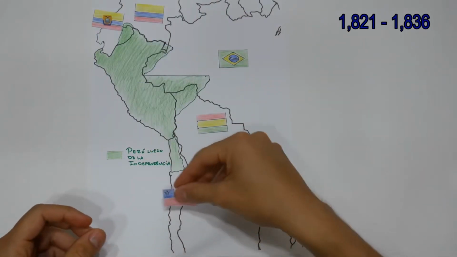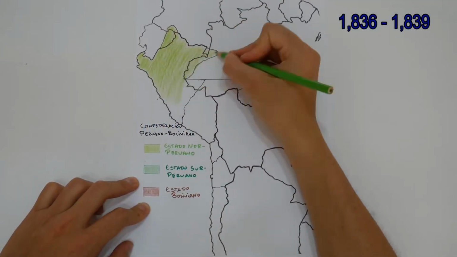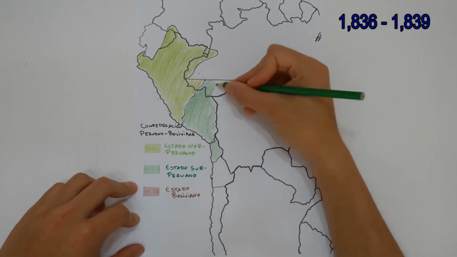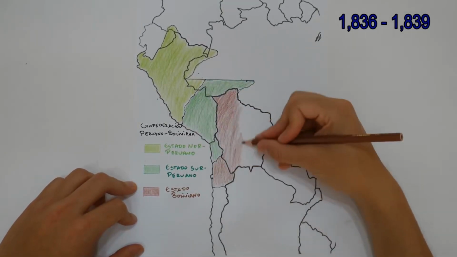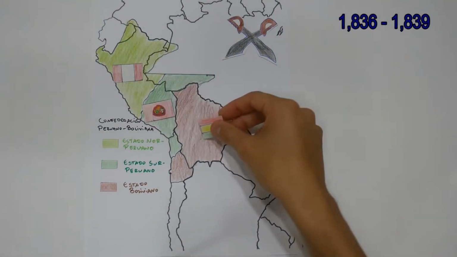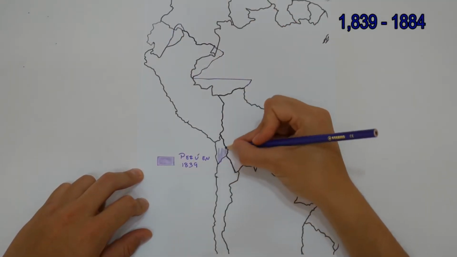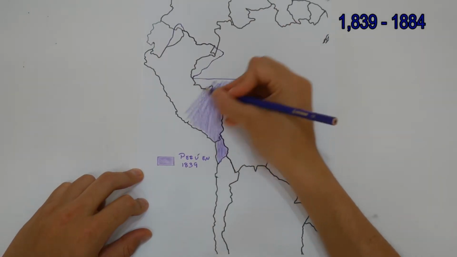Among them, the War of the Peruvian-Bolivian Confederation between 1836 and 1839 stands out, which confronted the created Peruvian-Bolivian Confederation with the Republic of Northern Peru, which was supported by Chile, and the result was the defeat of the Confederates, and thus the definitive separation of Bolivian territory, leaving the map as such.